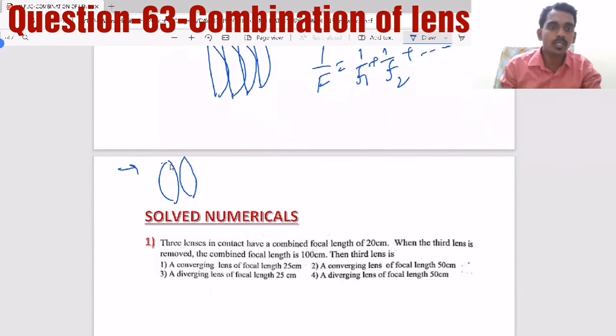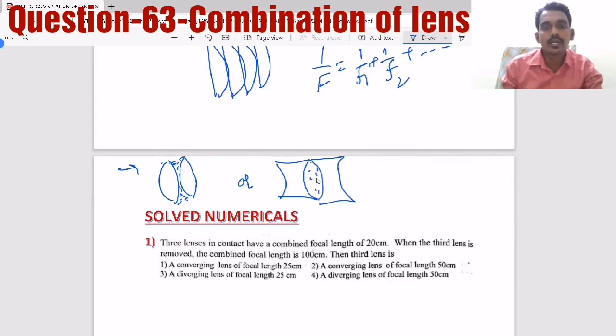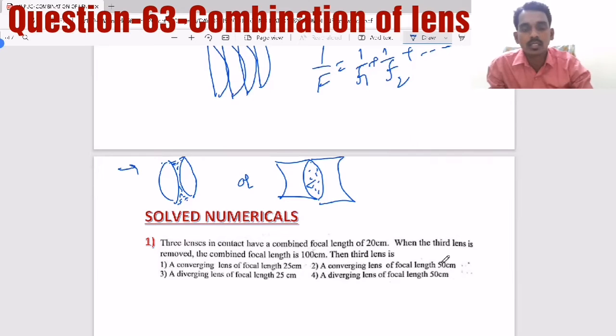now the space between them is filled with some medium like this. Now it is a combination of two convex lenses and one concave lens, or else between two concave lenses they may fill some medium, so that it behaves like a combination of two concave lenses and one convex lens. Such kinds of questions they can also ask.